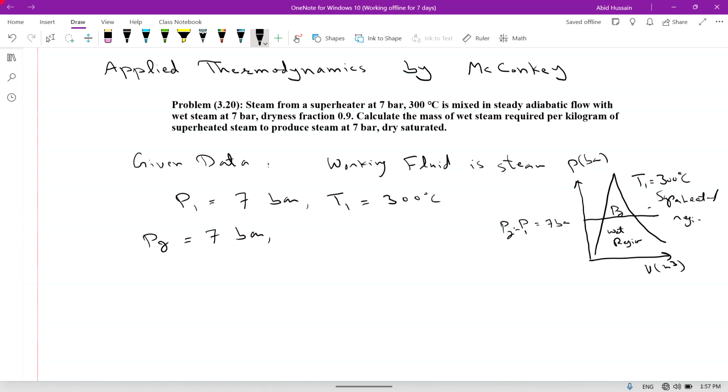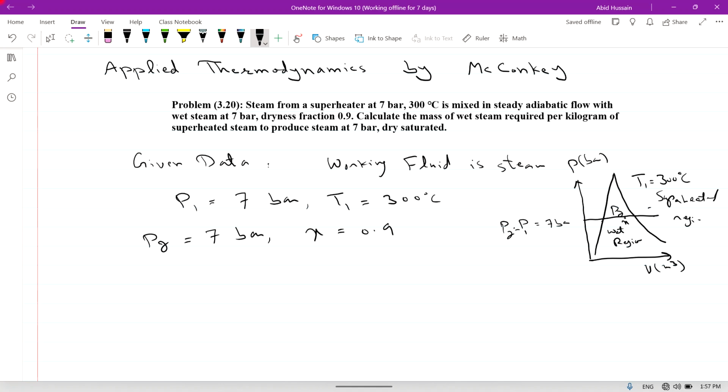P2 is in the wet region, and the dryness fraction is 0.9. In the wet region we define dryness fraction from 0 to 1. So here x is equal to 0.9. Calculate the mass of wet steam required per kilogram of superheated steam.